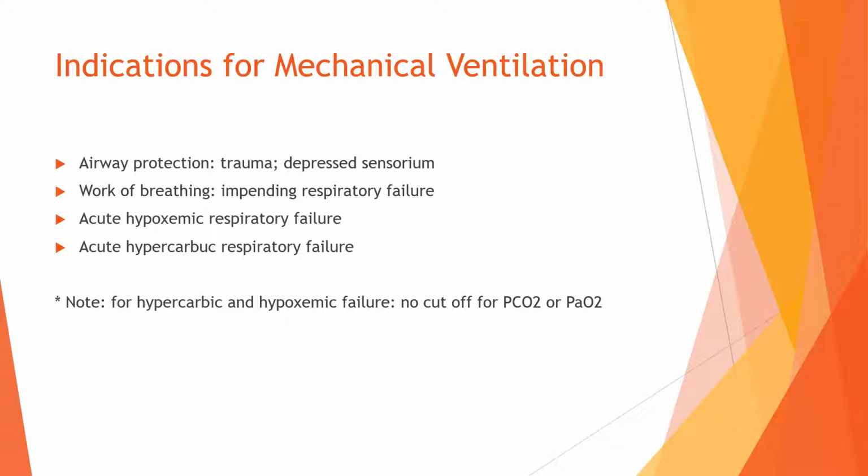So if a person has a physical trauma to their airway, or they have decreased sensorium, or what we often say, altered mental status. If they're having increased work of breathing, because that will be impending respiratory failure, or something that shows acute hypoxemic or acute hypercarbic respiratory failure. Now note, for hypercarbic and hypoxemic respiratory failure, you do not need a particular PCO2 or PaO2 that says this is when you're going to put a person on mechanical ventilation. You have to see the person as a whole.